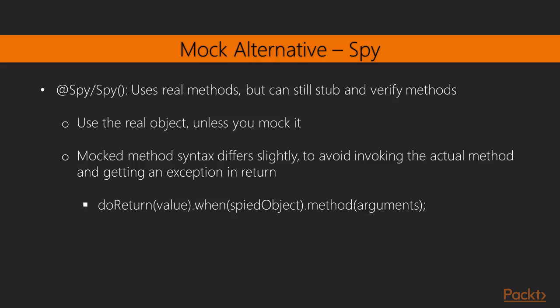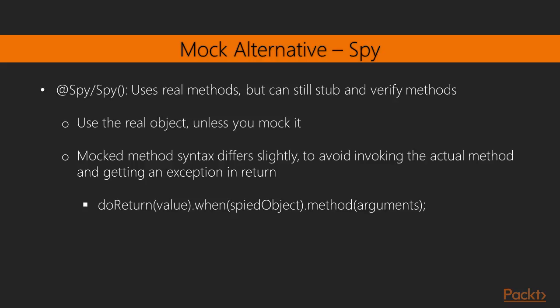So do return value. What's our return? When our spied object is called with this method with these arguments. So the order is a little bit funny because we have to define what the return value is first. Next, and we do that with the do return method. Next, we use the when method to say which spied object are we going to be using. Finally, we use the method called, incidentally, method, to say this is the method that I'm calling with these arguments.